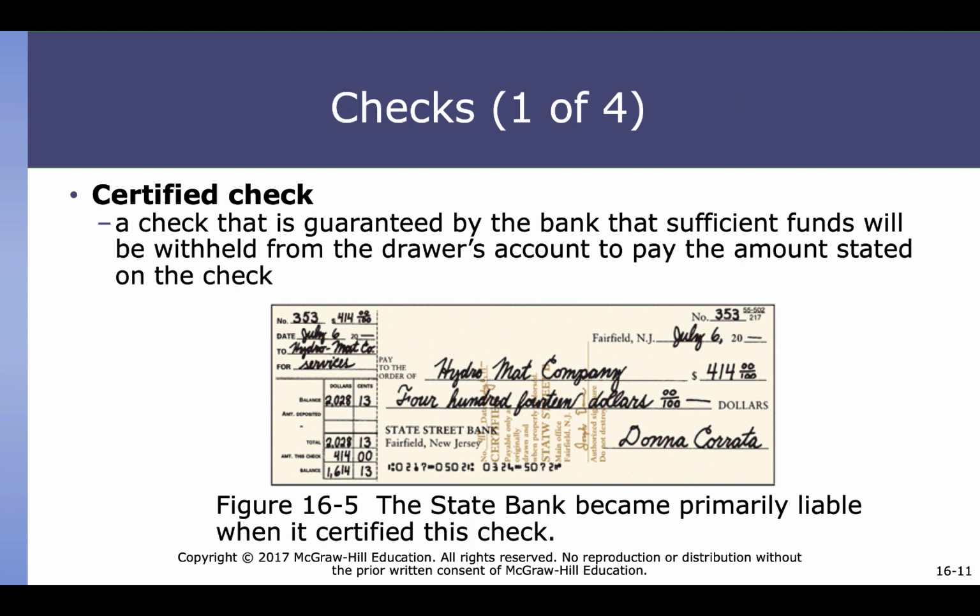A certified check is a different kind of check that's guaranteed by the bank, and they're guaranteeing that sufficient funds will be withheld from the drawer's account to pay the amount stated on the check. So if you've ever purchased a larger item, they probably required proof of funds, essentially, by a certified check. A certified check basically says by the bank, yes, this person's account has the money in it, and we are going to guarantee that we will pay this check. It will not bounce.